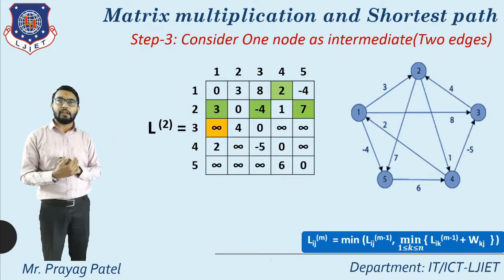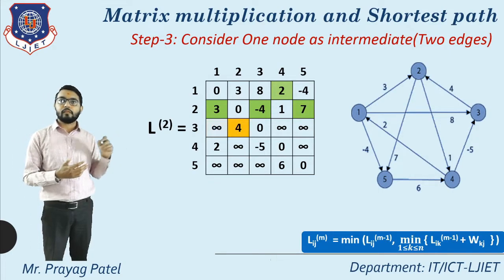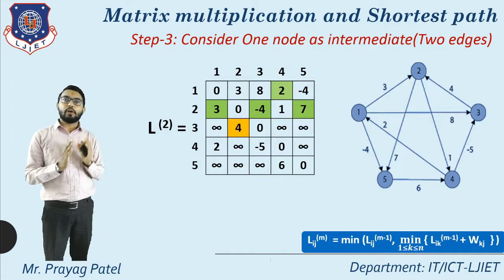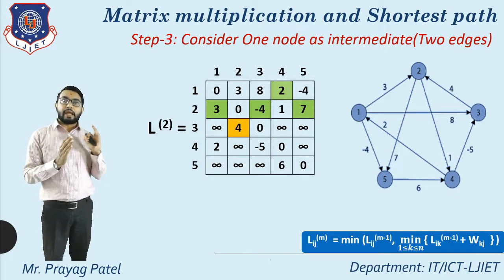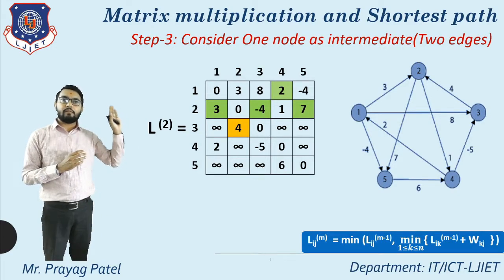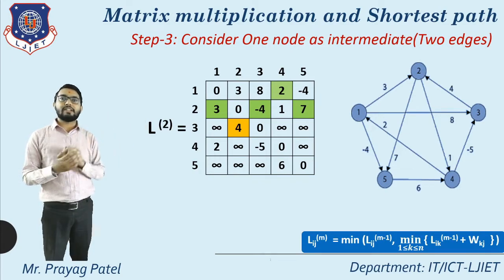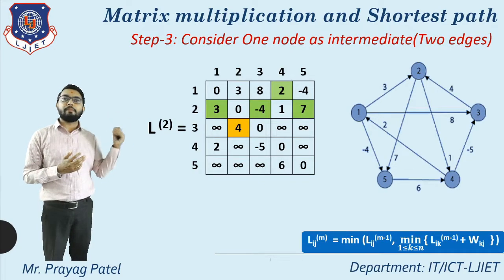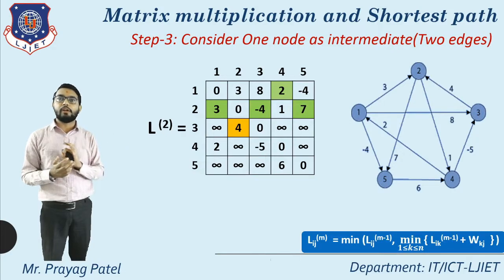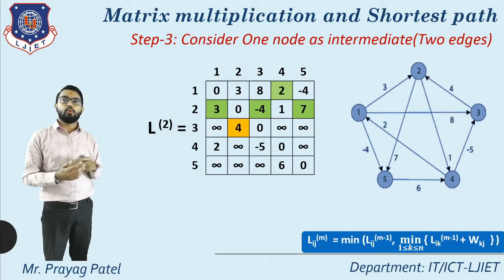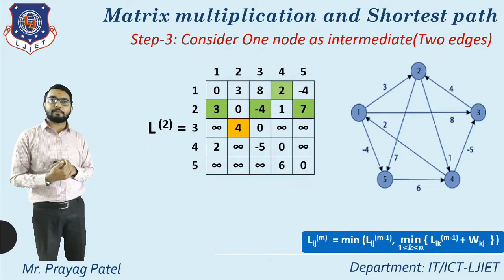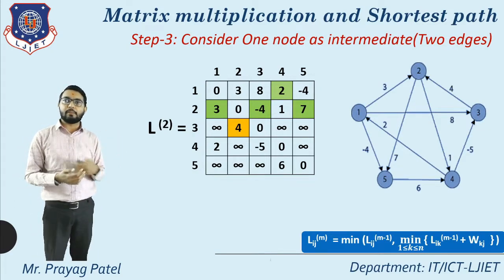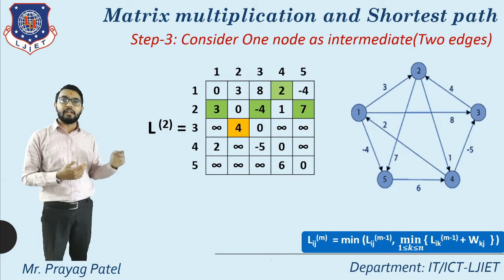Now the next step is 3, 1. In 3, 1, consider infinity. A 3 to 1 path is not available. Is there any possibility from 3 to 1 with one node as an intermediate? No path from 3 to 1, so infinity stays as it is. Now next is 3 to 2. In 3 to 2, the direct distance is 4. Are there any other possibilities with one intermediate node? No. So consider 4 as it is.